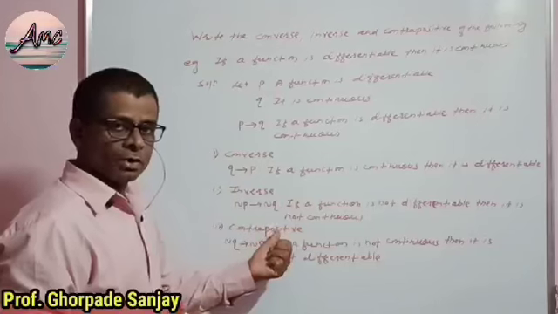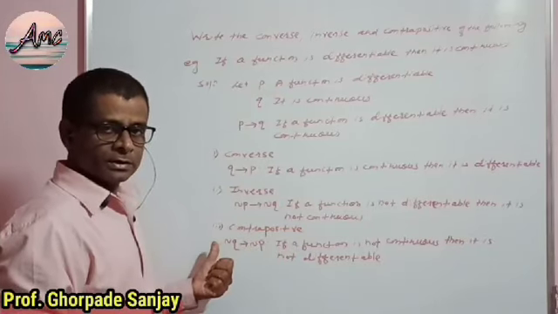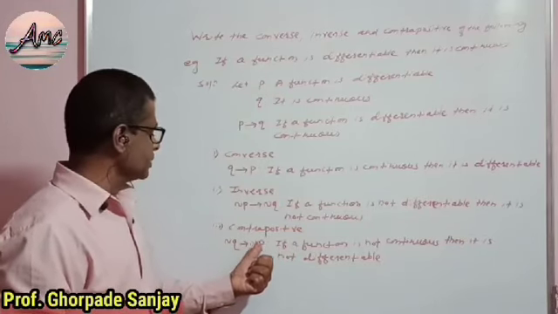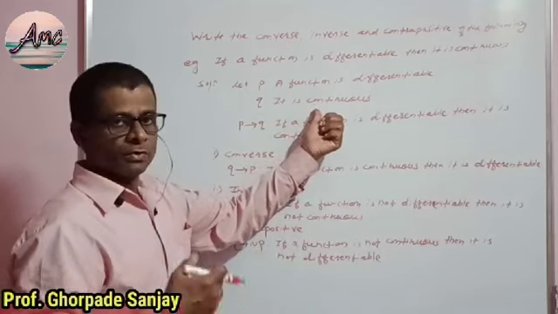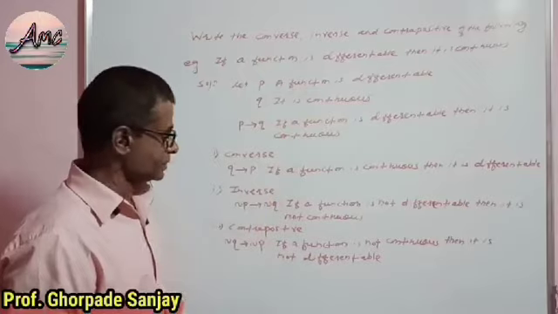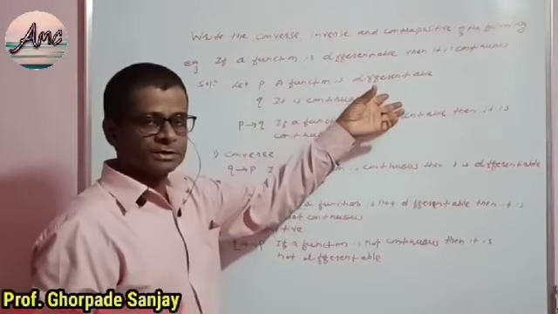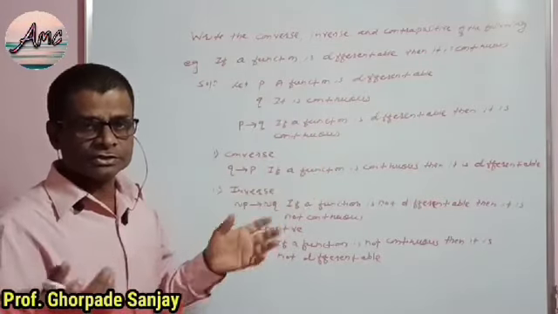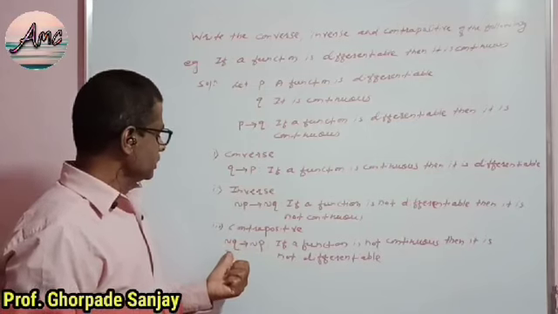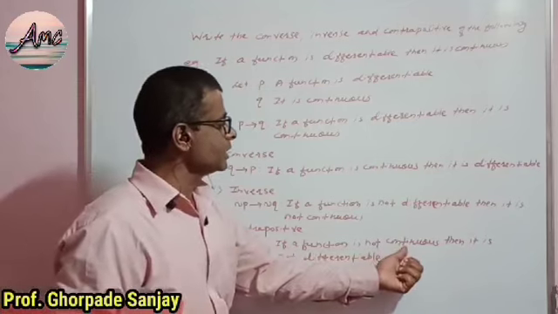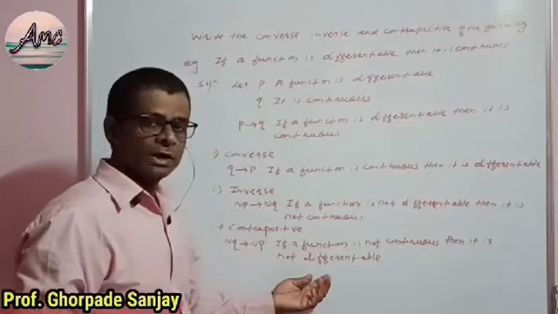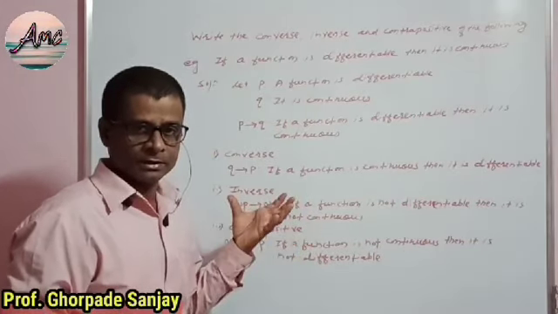Then contrapositive. How is it defined? Negation of Q, conditional negation of P. What is Q? It is continuous. What is its negation? It is not continuous. What is P? A function is differentiable. What is its negation? A function is not differentiable. So then the contrapositive is stated as, if a function is not continuous, then it is not differentiable.